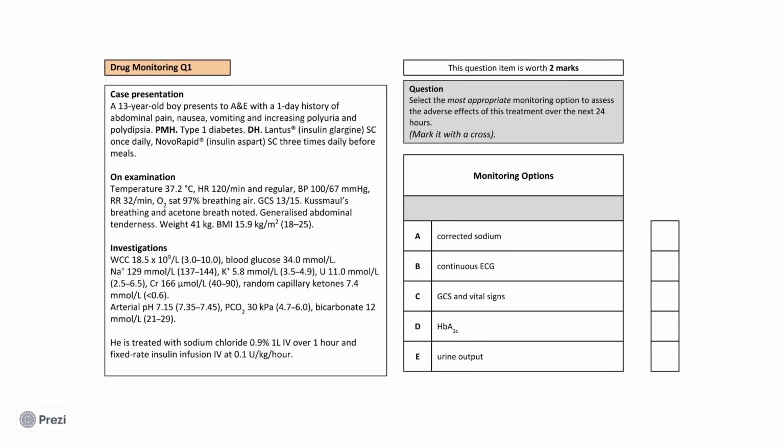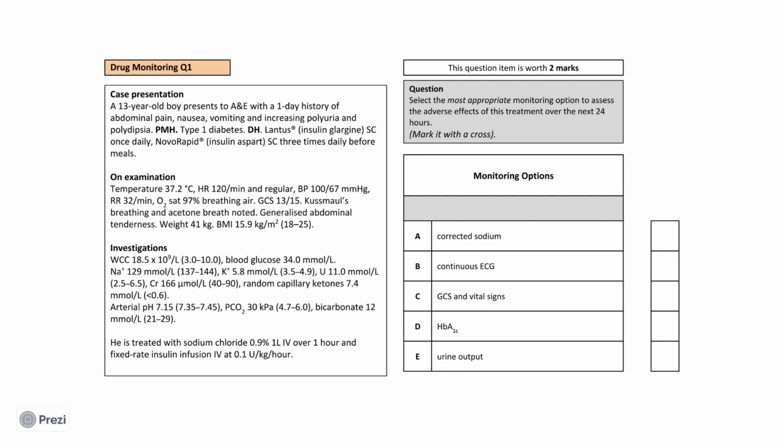So, question 1. This is a 13-year-old boy who presents to A&E with a one-day history of abdominal pain, nausea, vomiting, and increasing polyuria and polydipsia. This is on a background of type 1 diabetes, for which he takes a basal bolus insulin regimen comprising 1 long-acting injection and 3 short-acting doses per day. The vital signs references for a child older than 12 are almost equivalent to that of an adult's. Thus, he is mildly tachycardic and moderately tachypneic, whilst his oxygen sats and GCS look promising.